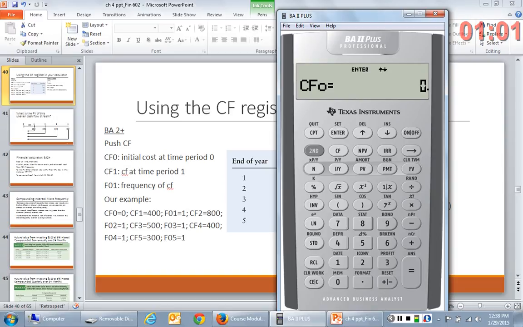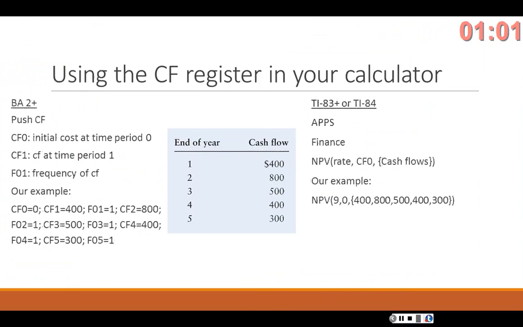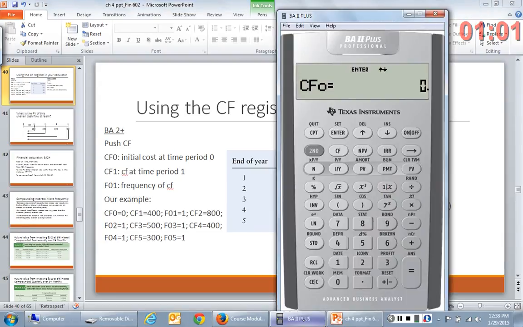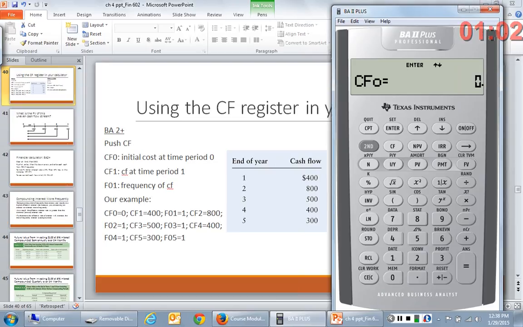So our cash flow at time period 0. Well, here, let me draw the timeline first. Well, I guess we just did that on the previous slide. So our cash flow at time period 0 is 0. So push 0, enter, and the down arrow. And now it says C01. It's wanting to know our cash flow at time period 1. Our cash flow at time period 1 is 400. So we enter in 400, enter, and the down arrow.